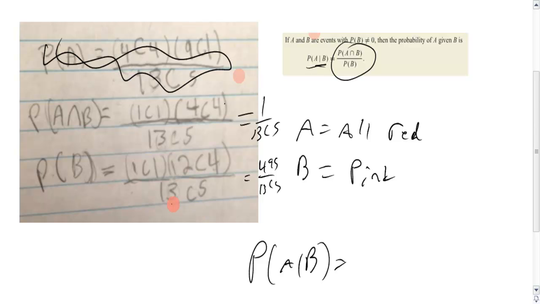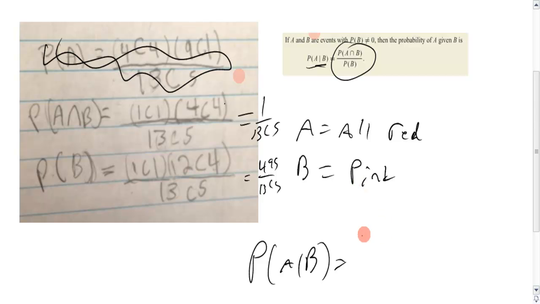Then for the probability of B, that is just the probability of getting the pink. So out of the 1 pink, we're going to pick the 1. Then there are 12 remaining marbles. Out of those, we need to pick 4 more to fill in our hand, because in just the probability of B, there's no restriction of getting all reds.